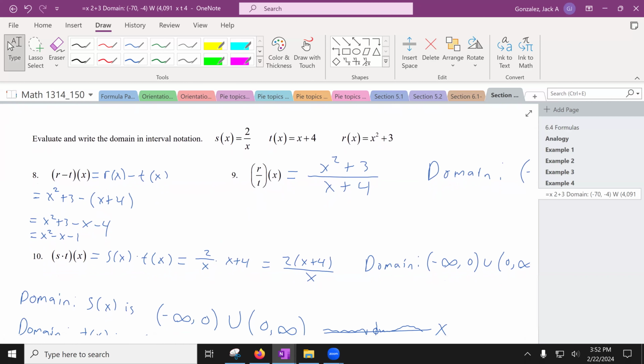This one, just subtract 2. We get there. Just this domain part.